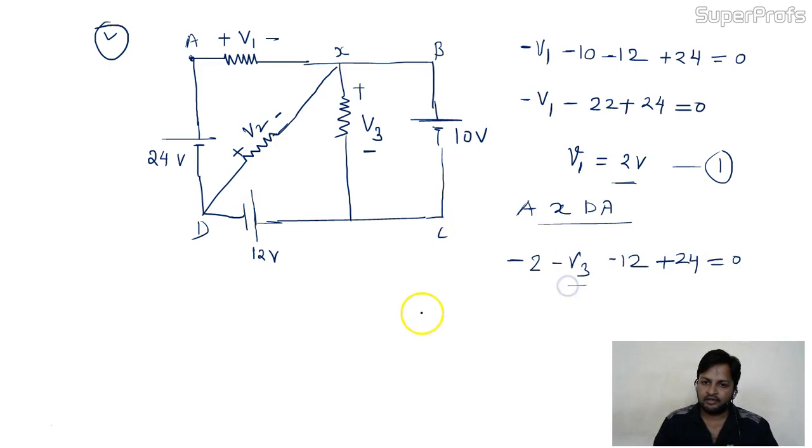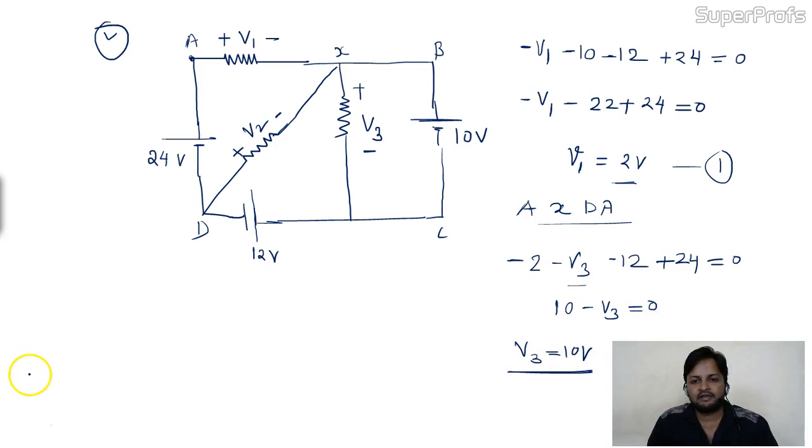Here only one unknown in the equation. Minus 2, minus 12, minus 14 and plus 24. I'm getting 10 minus V3 equal to 0. So finally V3 is nothing but 10 volt. I hope this is clear to you. Very simple circuit. So this is the answer.